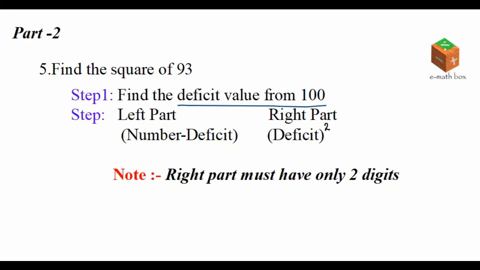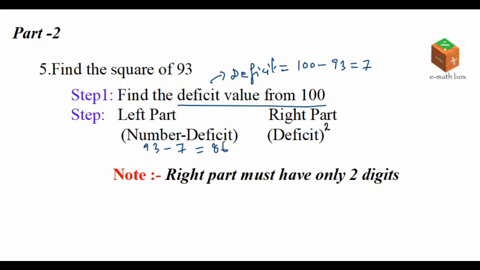So the very first step is to find the deficit, how much it is less than 100. It's very simple: 100 minus 93, which gives us 7. Now again we move on to the left part and the right part. Here also the right part should contain two digit values. The left part is the number 93 minus the deficit 7, which gives us 86. The right part is the square of the deficit, 7 square is 49. So finally we combine it and write it as 8649.